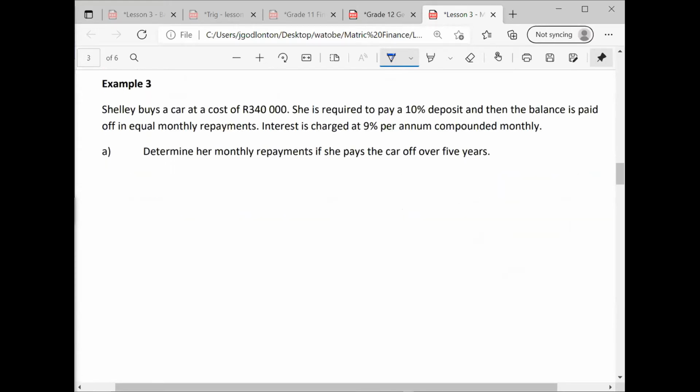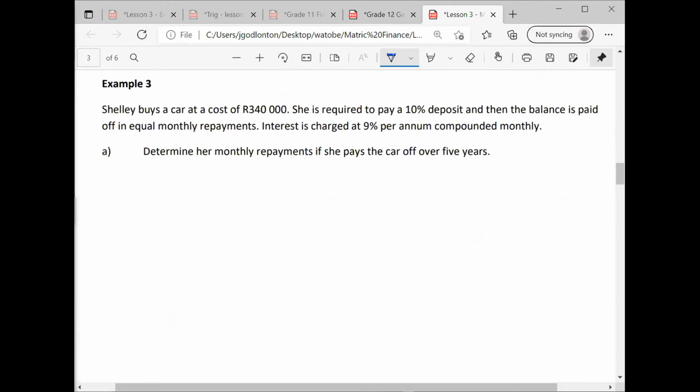All right. Shirley buys a car at a cost of 340,000 Rand. She's required to pay a 10% deposit, and then the balance is paid off in equal monthly repayments. Interest is charged at 9% per annum compounded monthly. The first question is determine her monthly repayments if she pays the car off over 5 years.